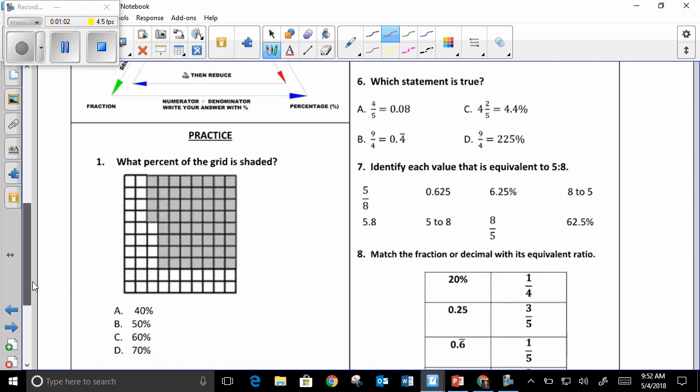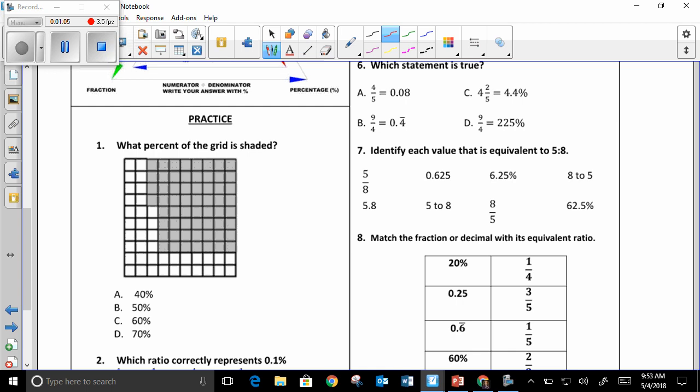Let's look at number 1. What percent of the grid is shaded? The first thing you need to do is look and see, do you have 100 boxes? Do we have 100 boxes? Yes. So how many are shaded? 60. Did everyone get 60%? Good job. Okay, so basically you can count them.